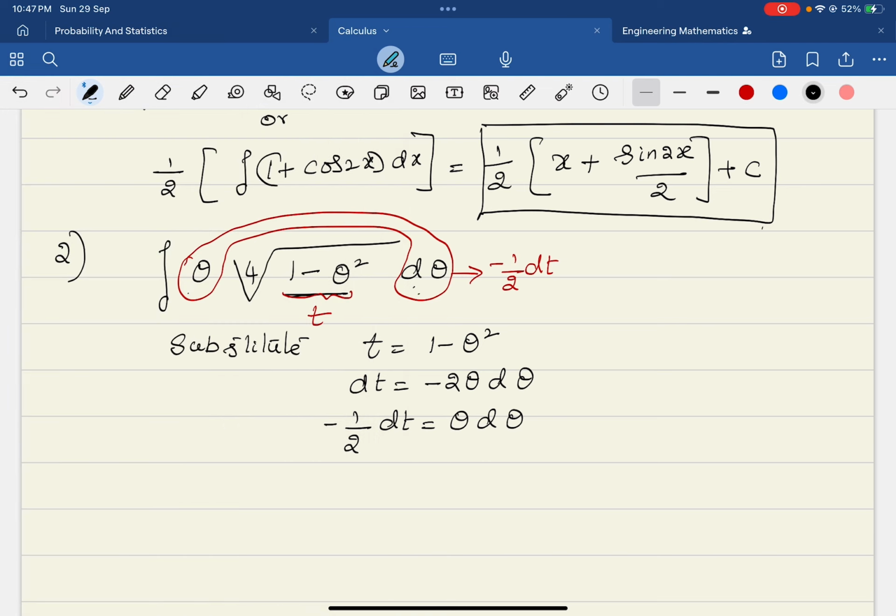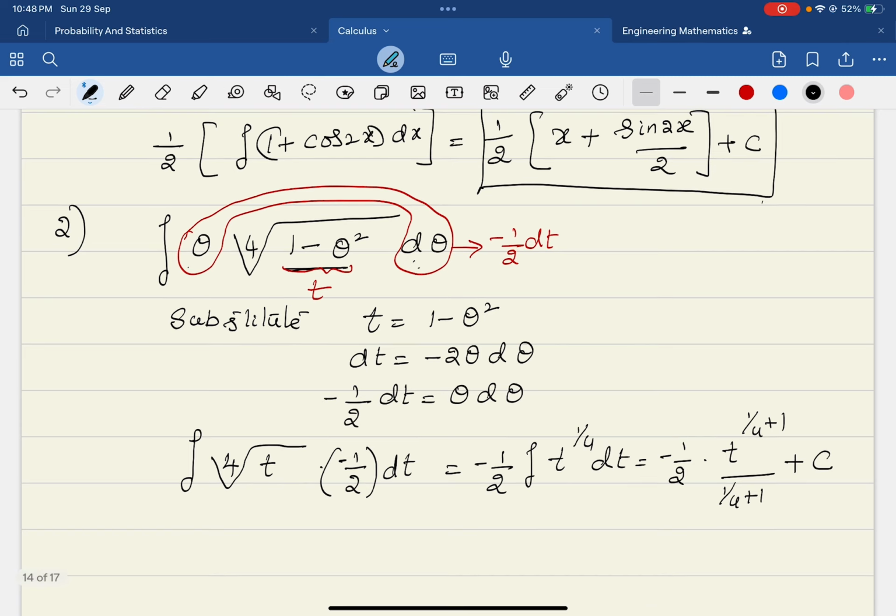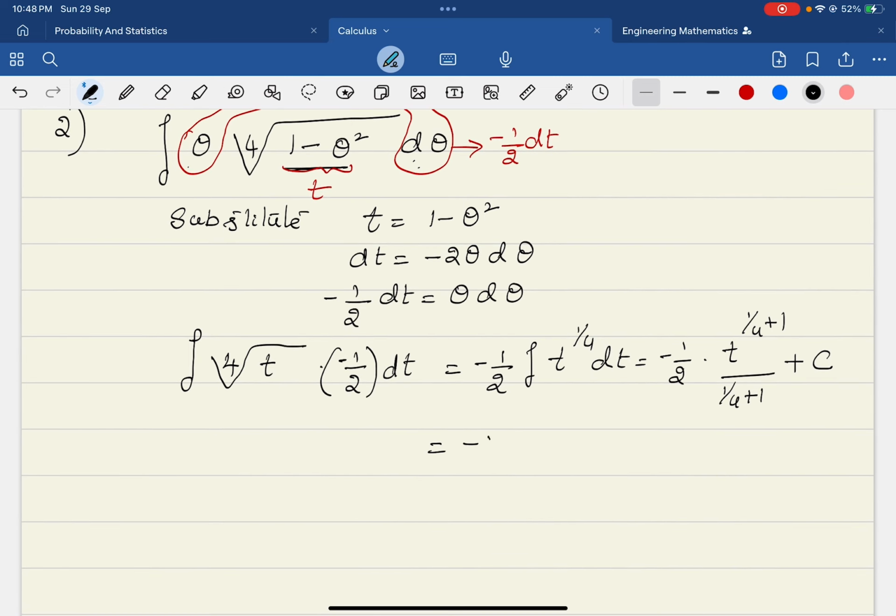So now let us go to the substitution here. The 4th root of 1 minus theta square is t, and theta d theta is given by minus half times dt. Now you can take minus half outside, and this is the integral of t to the power of 1 by 4 dt, since the 4th root means t power 1 by 4. So what is the value for this? Minus 1 by 2 times t to the power of 1 by 4 plus 1 over 1 by 4 plus 1, plus the constant. So let us now find out the solution for this.